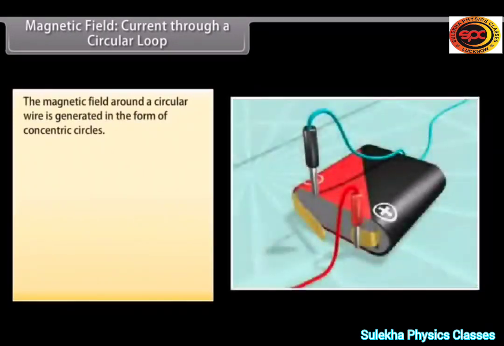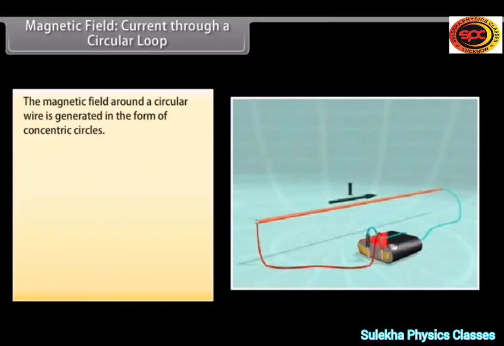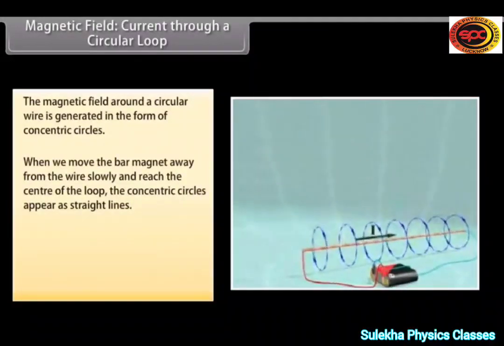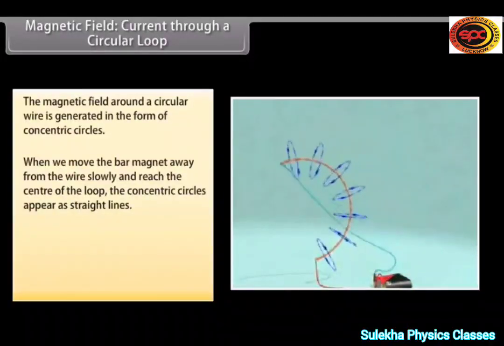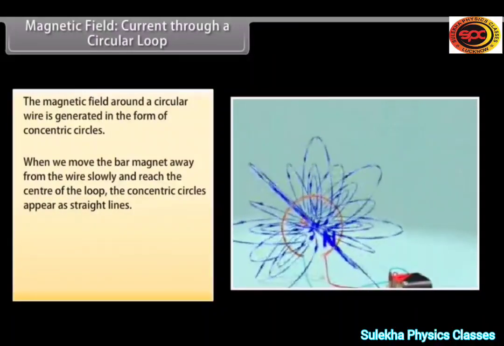Magnetic field. Current through a circular loop. Let us now look at what happens when the wire through which we passed the current is placed in a circular manner. The magnetic field around it is generated in the form of concentric circles. Try moving the bar magnet away from the wire slowly. By the time we reach the center of the loop, the concentric circles appear as straight lines. The entire magnetic field appears as a straight line.